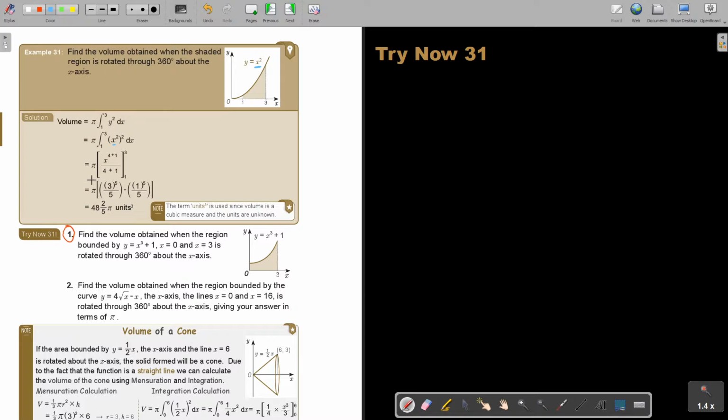Leave pi in front, just put a bigger bracket, and then just substitute. You can leave your answer in terms of pi, which is more accurate than working with the decimal value of pi. And because you don't know the units, you're just going to say, I know it's volume, so it's going to be units, whatever units, centimeter, meter, to the power of 3.